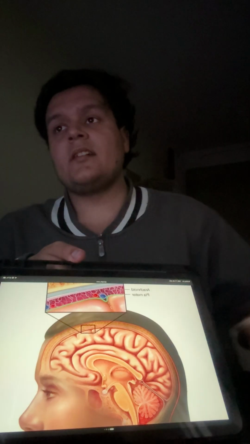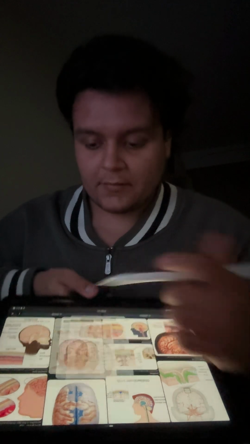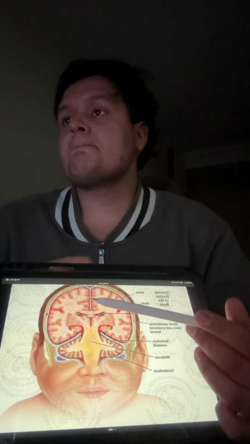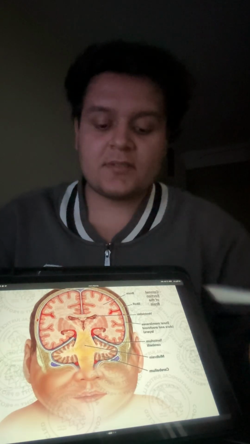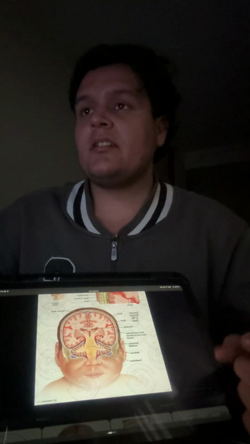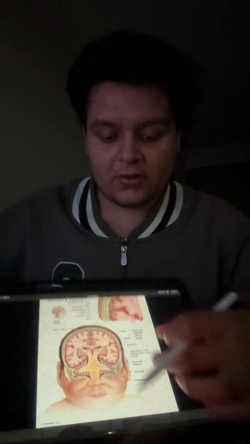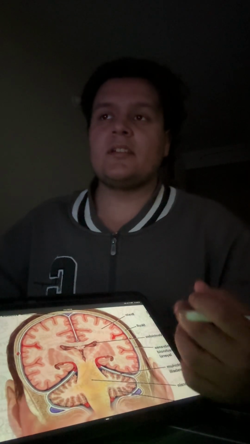So then we have the cerebrum. This is the largest part of the brain. It's also divided into two hemispheres. Below the cerebrum, we can find the cerebellum. Also, if we look at the internal structure, we can see the brainstem, which includes the midbrain and the medulla. Finally, we can identify the lateral and third ventricles. You can see it right there, which are filled with cerebrospinal fluid.